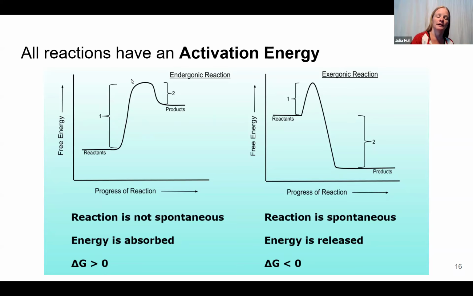Okay, in our endergonic reaction, we're using energy. We're absorbing energy in order to create those bonds. In an exergonic reaction, we're releasing energy. All of this energy in this number two bracket can then be portioned off to power other processes in the cell. Okay. All right, so all reactions, whether anabolic, catabolic, exergonic, or endergonic, have an activation energy.